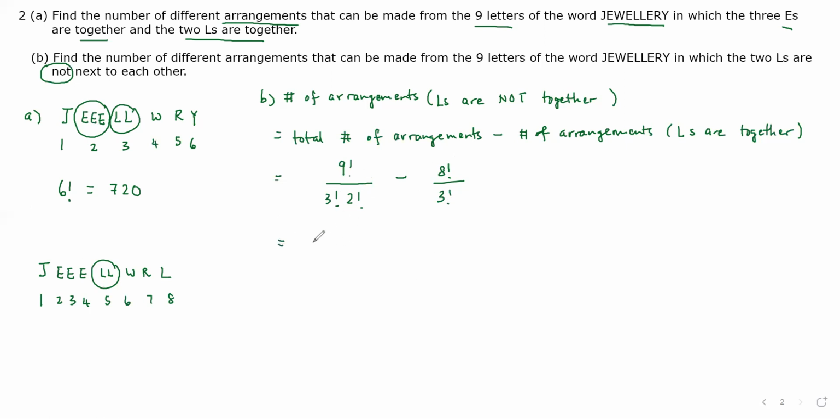So the first part here, you have 30,240, and the second one, you have 6,720. So the number of arrangements in which the 2 L's are not together is 23,520.